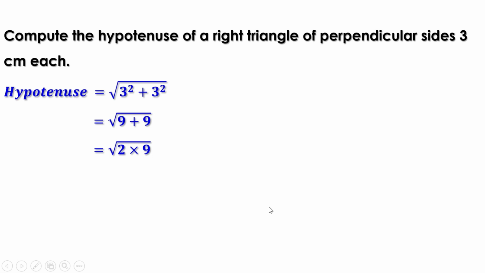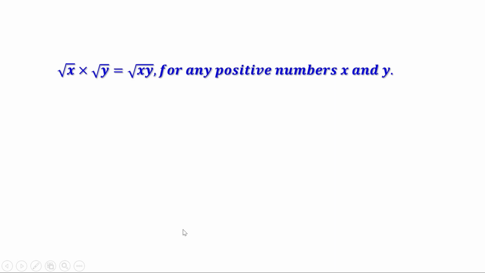Now, we have learned root of xy equals root x into root y. So, this can be written as root 2 into root 9. But root 9 is 3. So, this can be written as root 2 into 3, or we can write this as 3 root 2. That means the hypotenuse is 3 root 2 centimeters. Today we have learned one property: root x into root y equals root of xy for any positive numbers x and y.